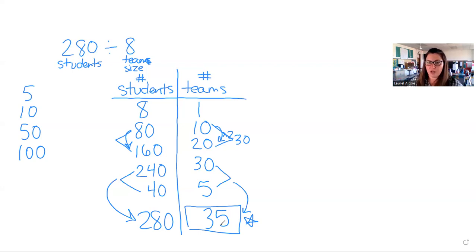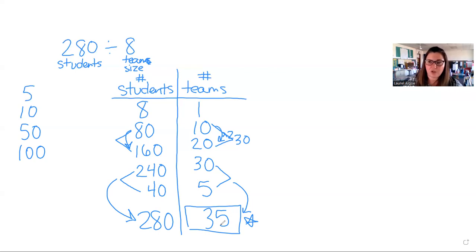Again, this strategy is less visual than the area model. So the area model really is good for those of us like myself who need to see the patterns. Whereas the ratio table really is well liked by kids who think in numbers and know their facts really well. But both of these are strategies that we're working on right now.